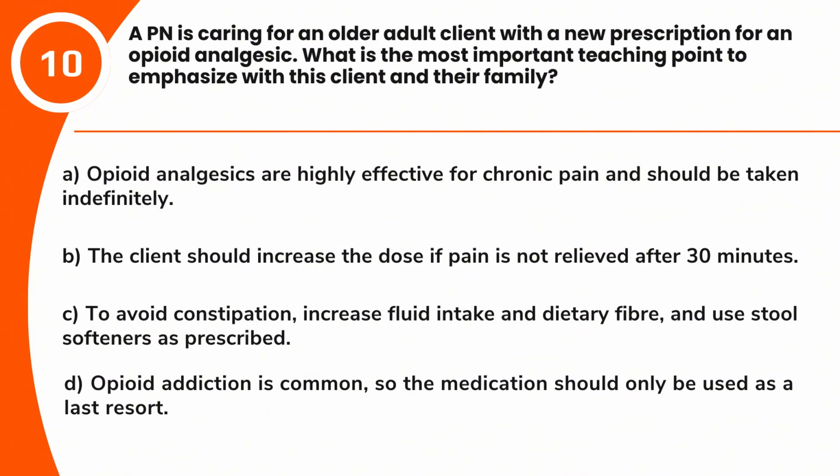Question 10. A PN is caring for an older adult client with a new prescription for an opioid analgesic. What is the most important teaching point to emphasize with this client and their family? A. Opioid analgesics are highly effective for chronic pain and should be taken indefinitely. B. The client should increase the dose if pain is not relieved after 30 minutes. C. To avoid constipation, increase fluid intake and dietary fiber, and use stool softeners as prescribed. D. Opioid addiction is common, so the medication should only be used as a last resort.